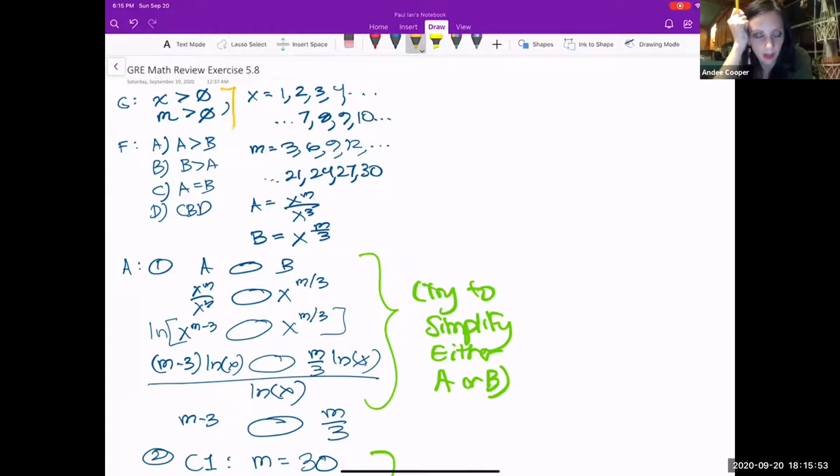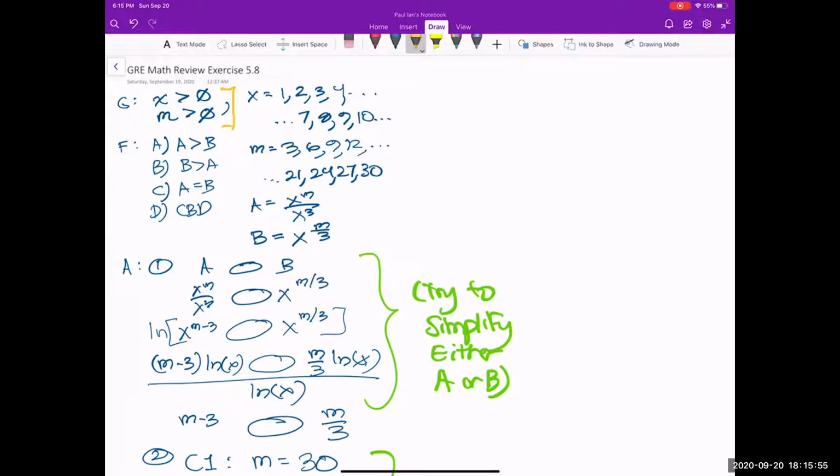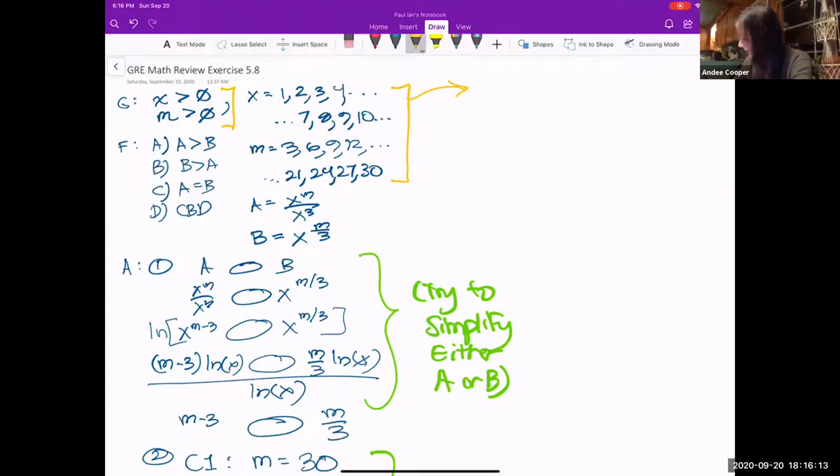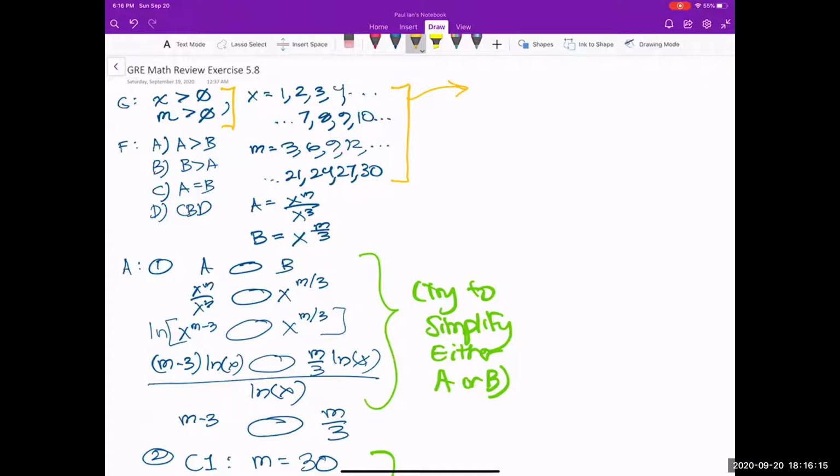Okay. So this gives you x has to be greater than 0, right? And then m has to be greater than 0. And then x and m. This is just me looking at what I can plug in, thinking ahead. So for x, this is giving me a multiple of 3, right? Right. m is a multiple of 3, but x can be any positive number.